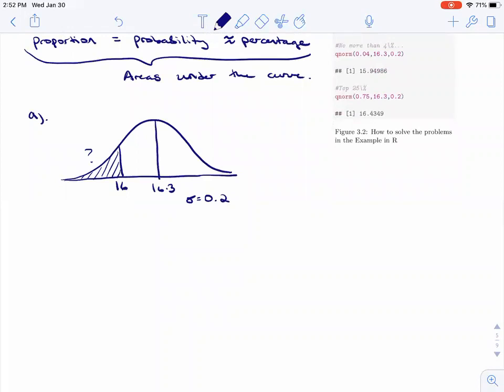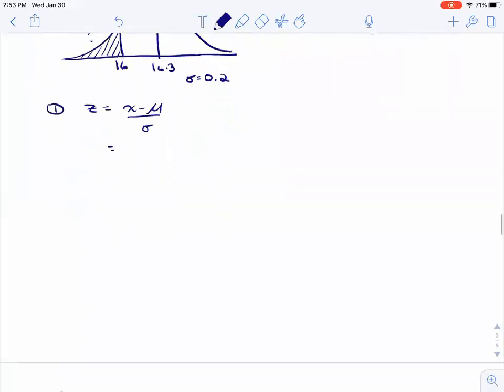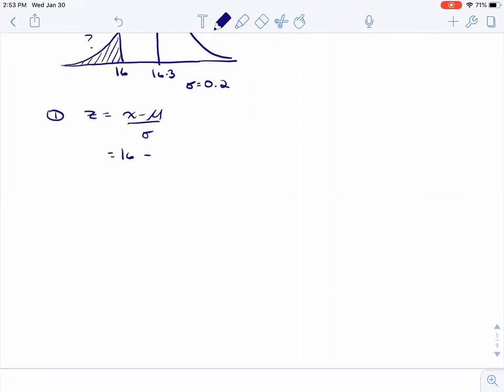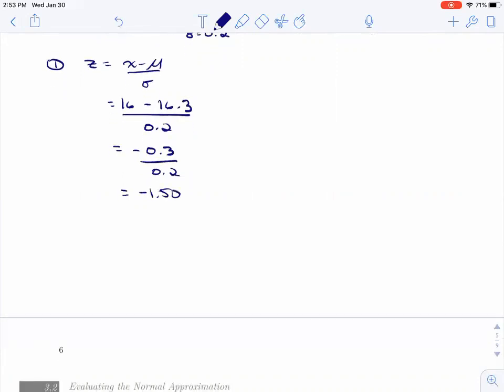Next thing we're going to do is we have to find the z-score. So our x in this case is 16. We want to find the z-score. Then we can use the z-table. So I'll call it the first step here: z is x minus mu over sigma, which in this case is 16 minus 16.3 over 0.2, which is negative 0.3 over 0.2, which is negative 1.50.